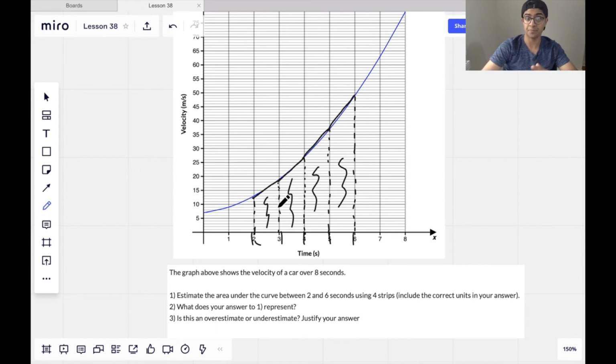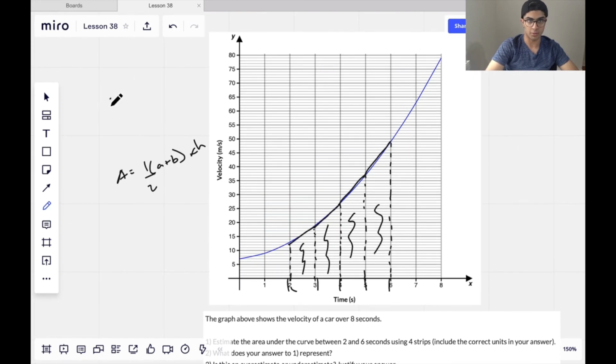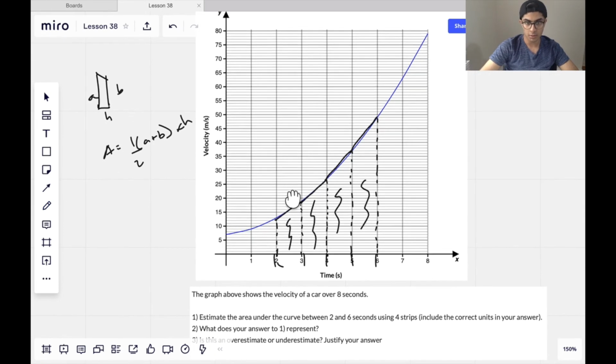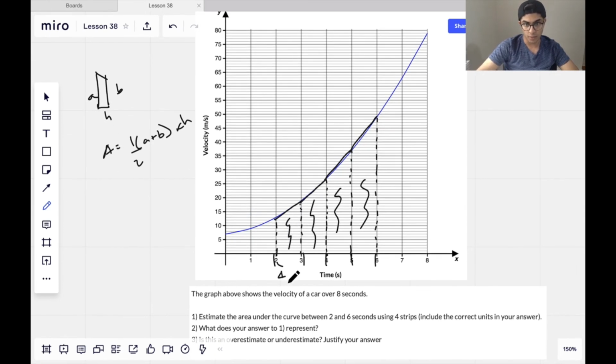And then you just use the usual area of a trapezium to find the area of this plus the area of this plus the area of this plus the area of this. So in this case, the area of a trapezium is a half times a plus b, times the height. So if the trapezium is something like this, and this is a, this is b, and this is the height. The height in this case is 3 minus 2, which is 1.